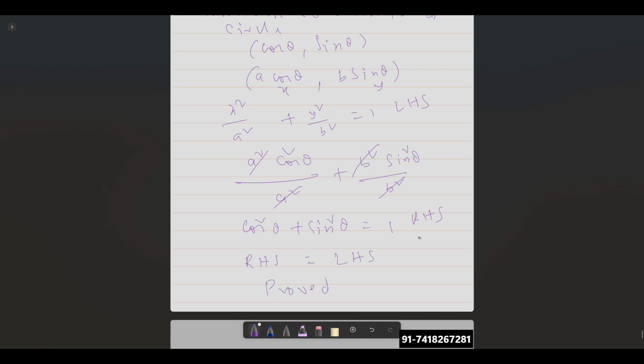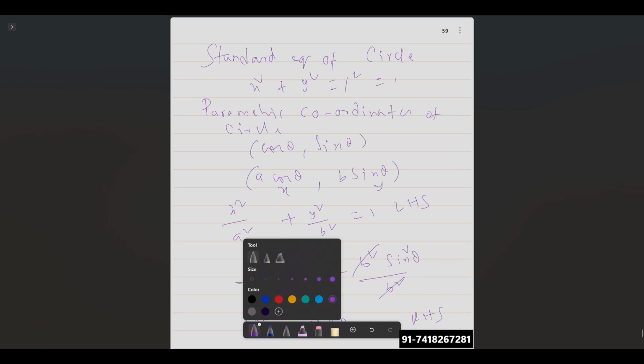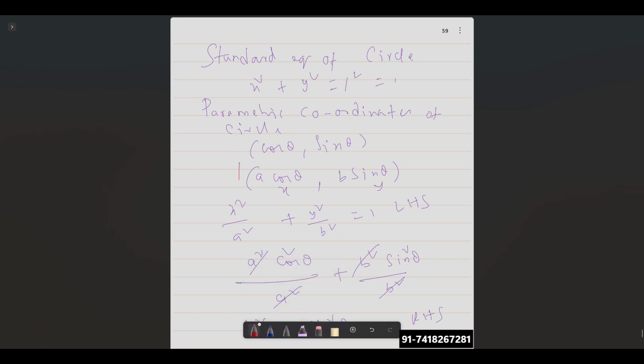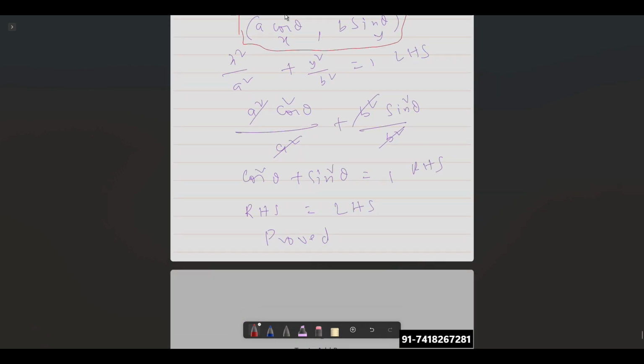That means what? So these are the coordinates. So these are the parametric coordinates for your ellipse. Just by simple logic, we have arrived that a cos theta, b sin theta are the coordinates for the ellipse.